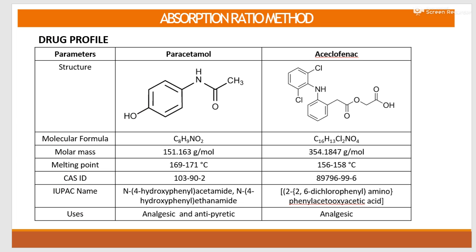This slide depicts the profiles of paracetamol and aceclofenac: structures, molecular formula, molecular mass, melting point, CAS number, IUPAC name, uses.